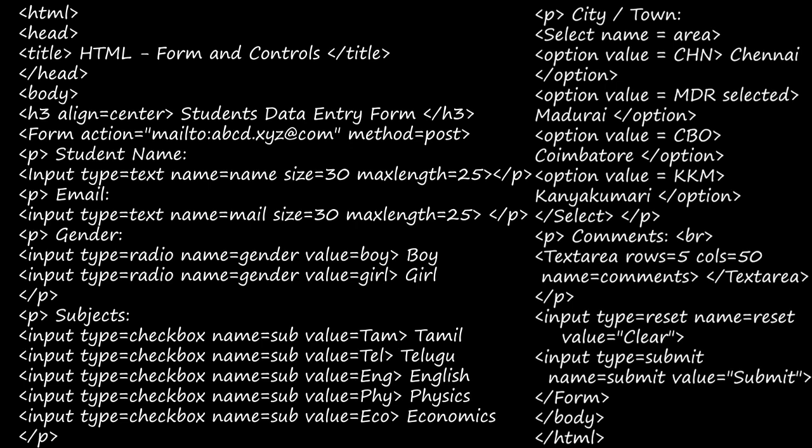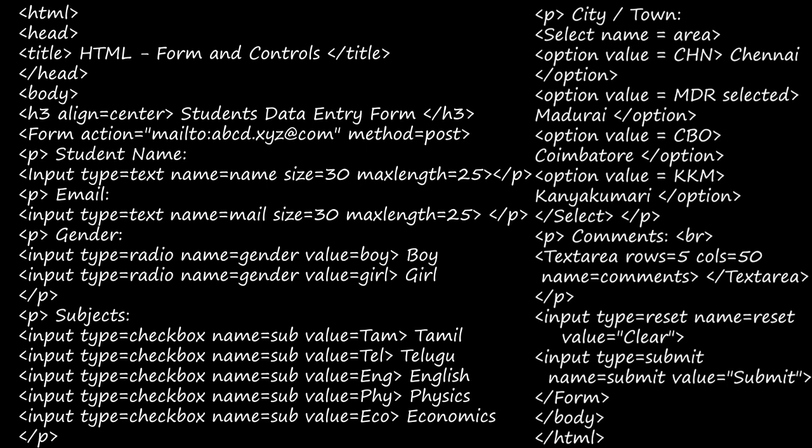Inside this option tag you can give anything, and after closing the option tag, that is after option value is equal to, you can give some value and you can close it, and after that you will give something, right? Chennai, that will be displayed in the list, in that form, right? And after giving that you will close the option tag, slash option. In that you can give a number of options you need, right?